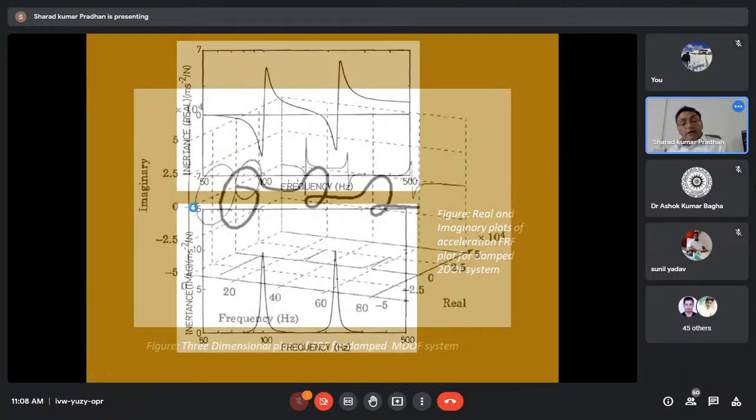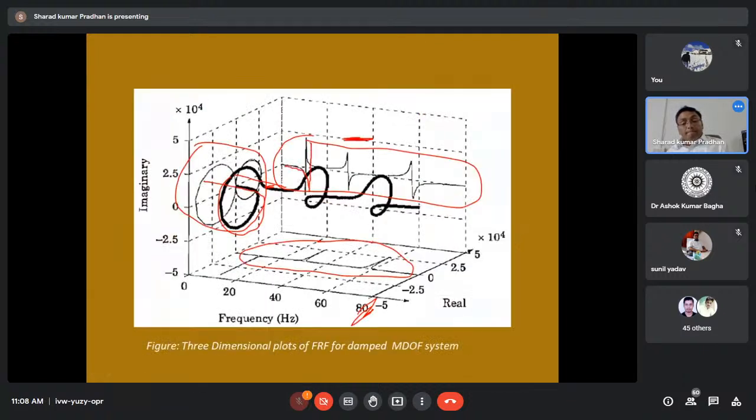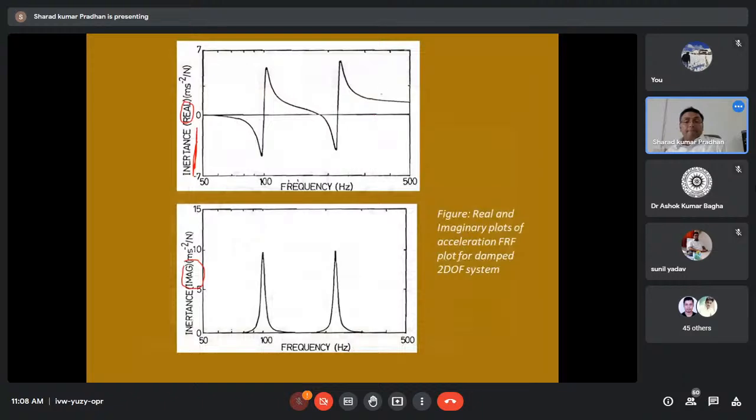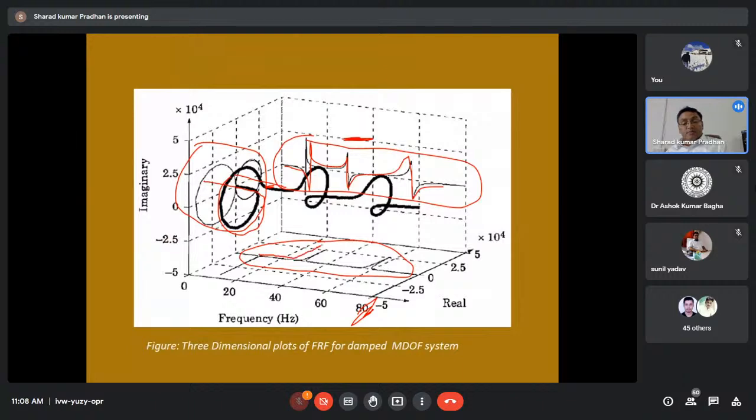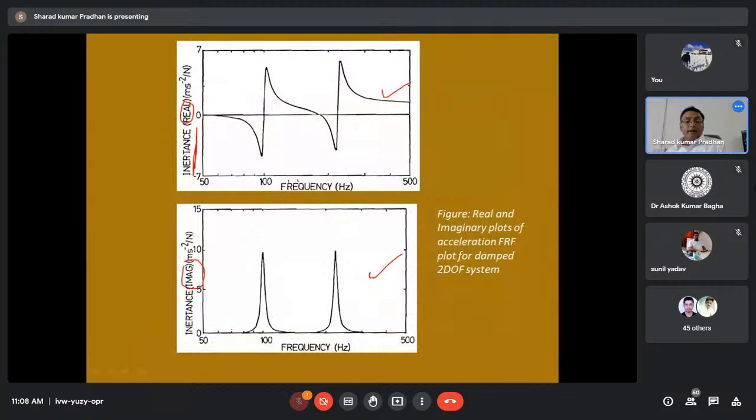Go back. Look at this. This and this, they are the same. And look at this: this line, then this peak, then this line, then this peak. This and this are the same. Here you are getting the first natural frequency, say at 100, then the second at 200 or 300, and so on. So these represent the natural frequencies omega 1, omega 2, omega 3, and so on.